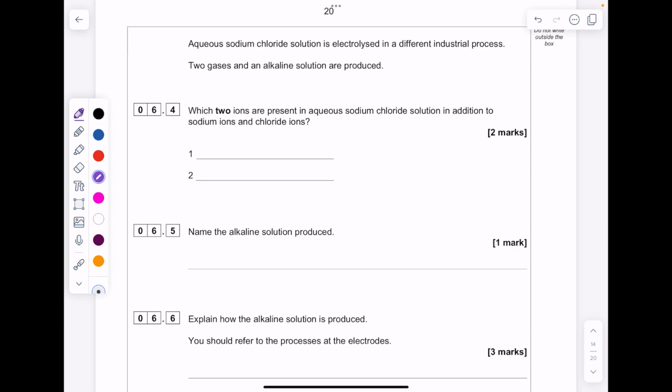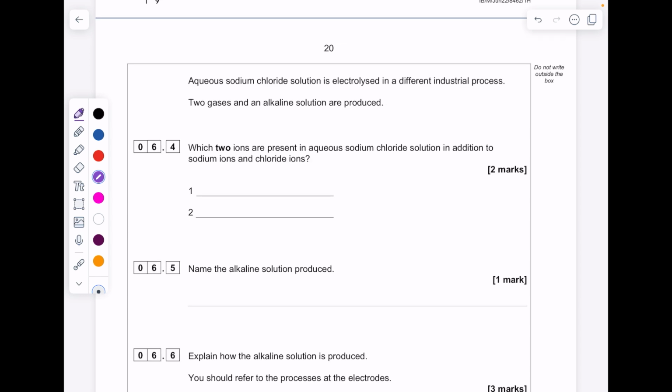Aqueous sodium chloride solution is electrolyzed in a different industrial process. Two gases and an alkaline solution are produced. So what sets aqueous sodium chloride solution apart from before is, as well as the sodium ions and the chloride ions, we also have H+ ions and OH- ions present. So which two ions are present in the aqueous sodium chloride solution in addition to sodium and chloride ions? Indeed, it is the H+ ions and the hydroxide ions. Name the alkaline solution produced.